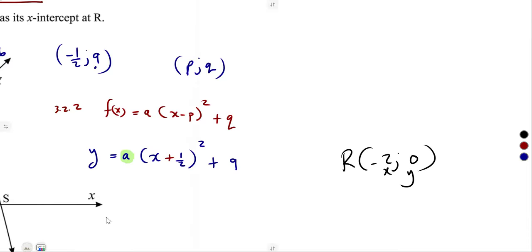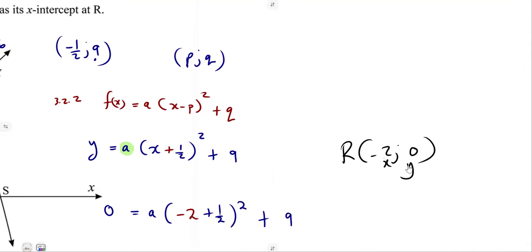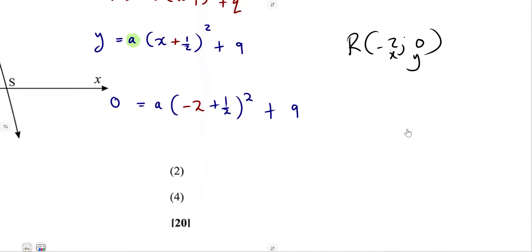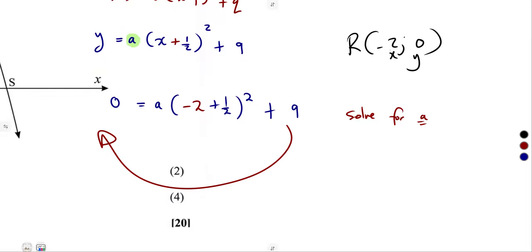y is equal to 0. So 0 is equal to a into our x, which is negative 2. So in place of x, we are going to substitute a negative 2. So that's a(-2 + 1/2)² + 9. We can solve for a as we have got an equation where a is the only unknown value. So solve for a. 9 to the other side is going to be a negative, or you simply have to subtract 9.